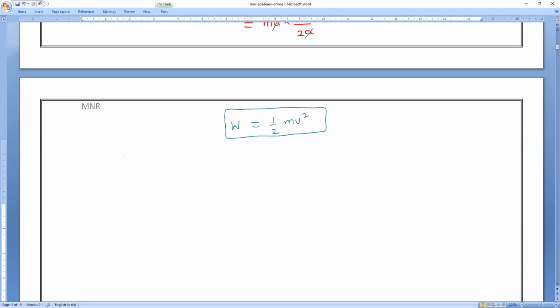Wait, that we should write. So this work done will appear in the form of what, everybody? It will appear as the kinetic energy of the body.